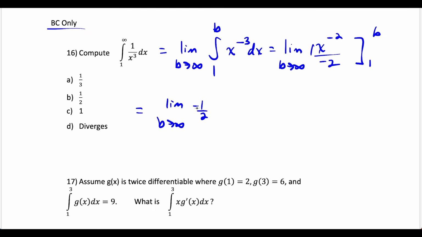And I could write it as 1 over negative 2 or negative 1 over 2. It's the same thing. And now we're going to have b to the negative second minus, we plug in for x, we have 1 to the negative second. And now this is going to simplify.